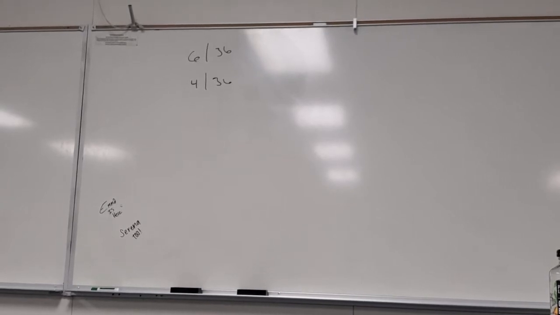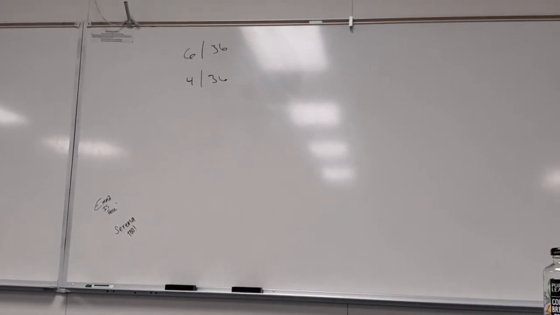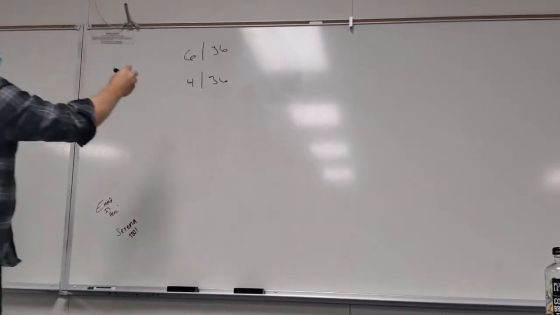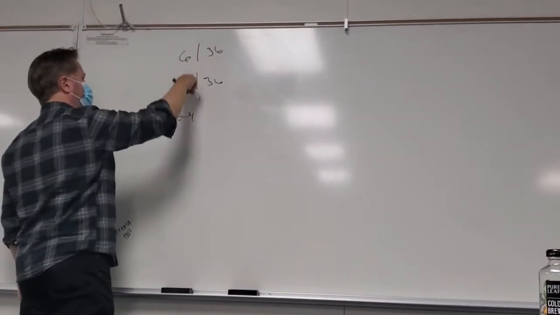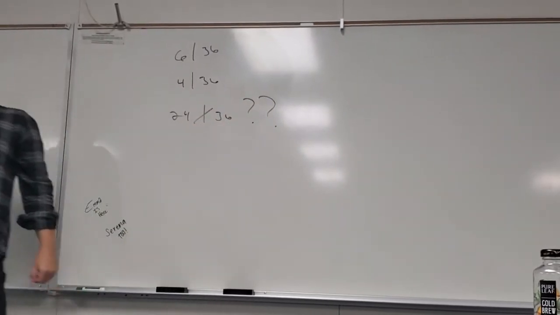But why is that? Now stay with me. You guys understand the problem here? If 2 goes in and 3 goes in, then 2 times 3, 6 goes in. That makes sense. But if 6 goes in and 4 goes in, 24, 6 times 4, does not go in. Why not?